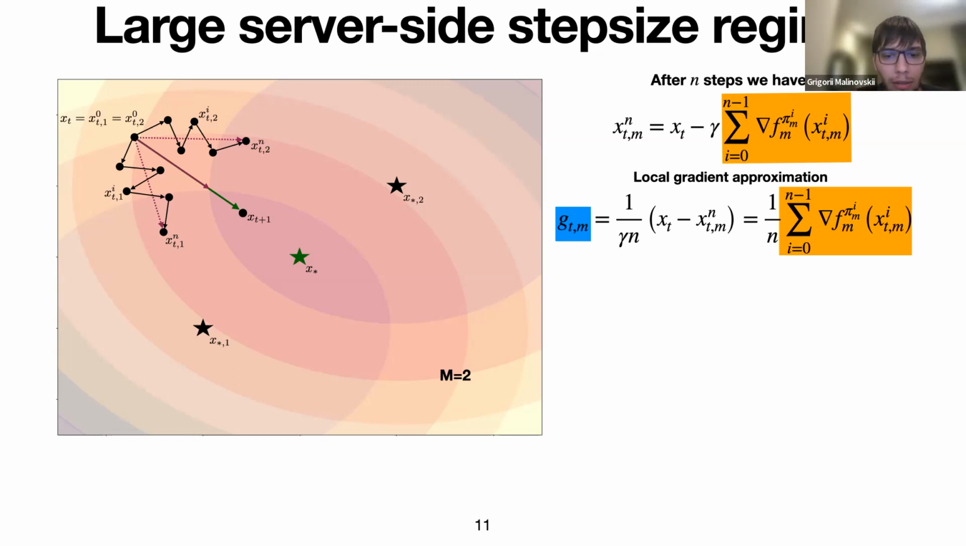So we can illustrate this local gradient estimates by dotted lines. So is it clear?